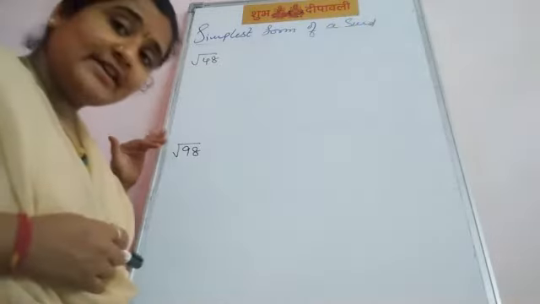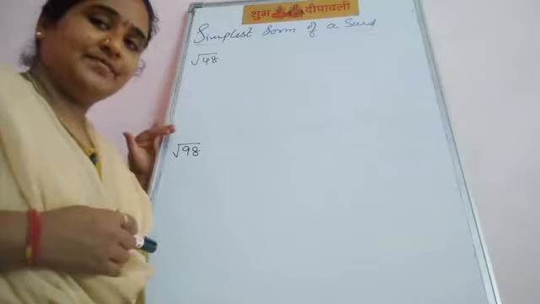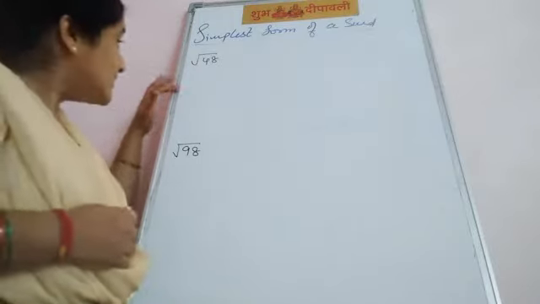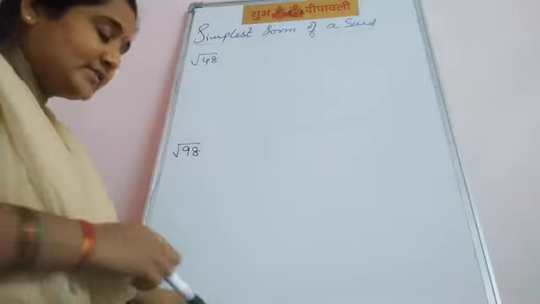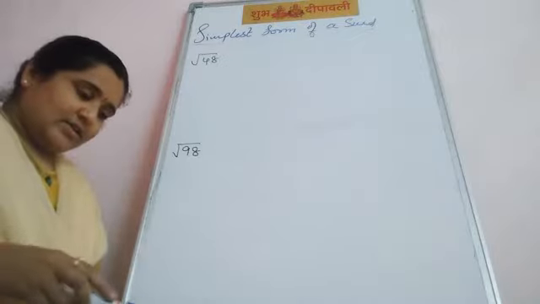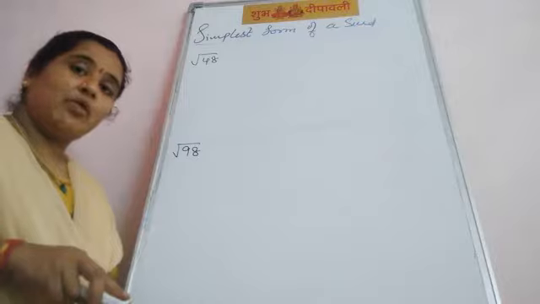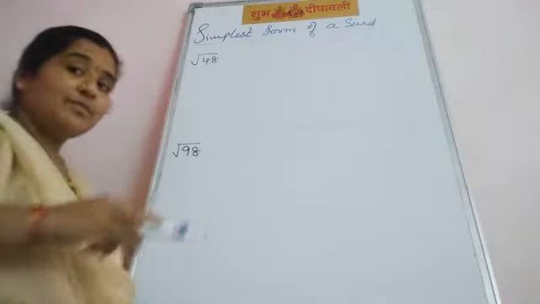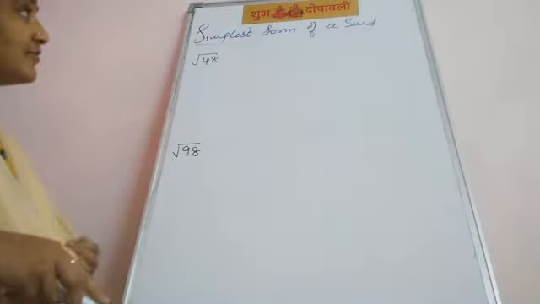Students, our next one: simplest form of a surd. By seeing the examples, we can understand the simplest form of a surd. See here, just now what I said in this topic, our order of the surd was 2. See here, 2 and 2. These are which type of surds? Quadratic surds.